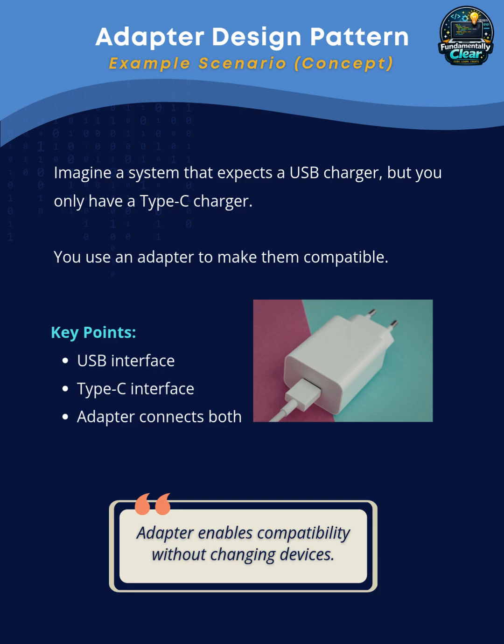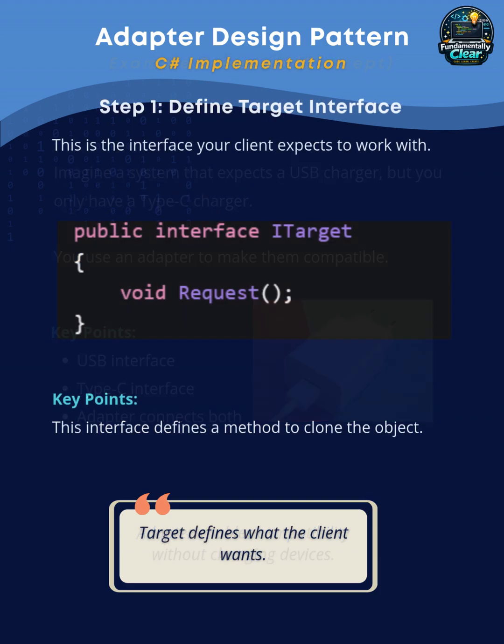Now, let's look at the C# implementation. Step 1 is defining the target interface. This is the interface your client code expects to work with. It defines the contract. Your client will only ever reference this interface, keeping things decoupled and clean.